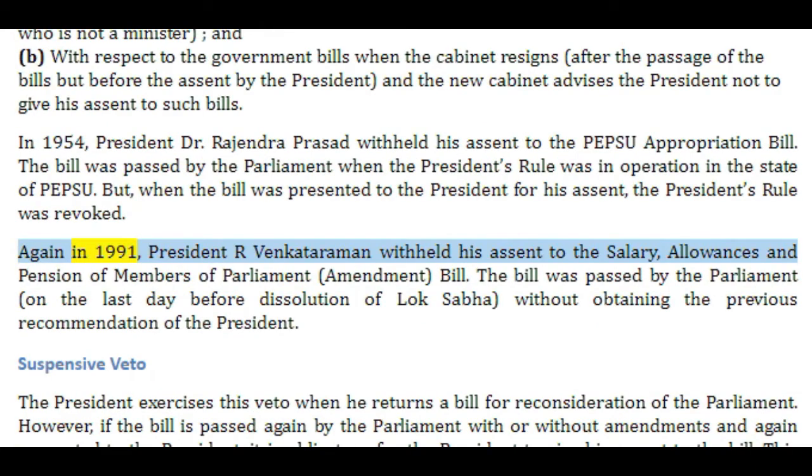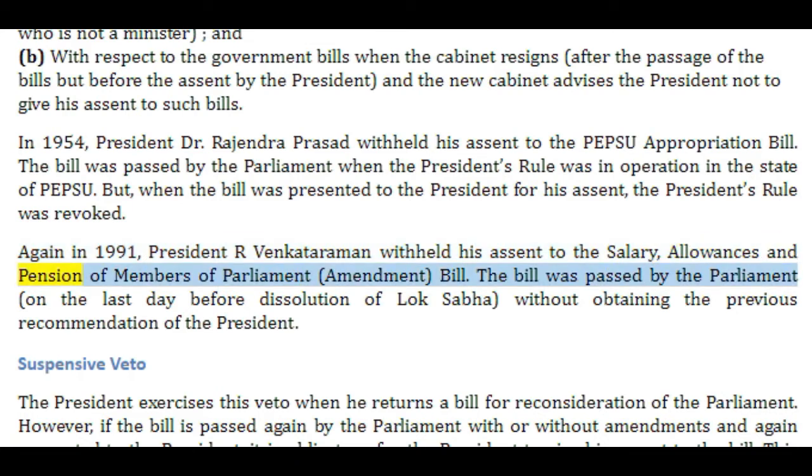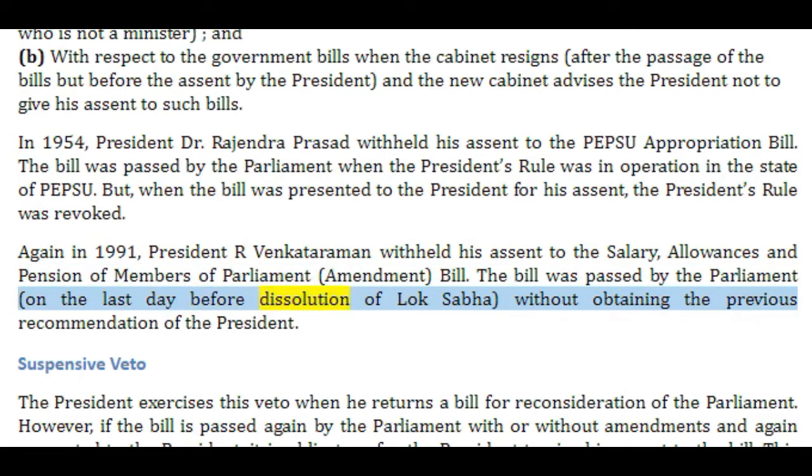Again in 1991, President R. Venkatraman withheld his assent to the Salary, Allowances and Pension of Members of Parliament Amendment Bill. The bill was passed by the Parliament on the last day before dissolution of Lok Sabha without obtaining the previous recommendation of the President.